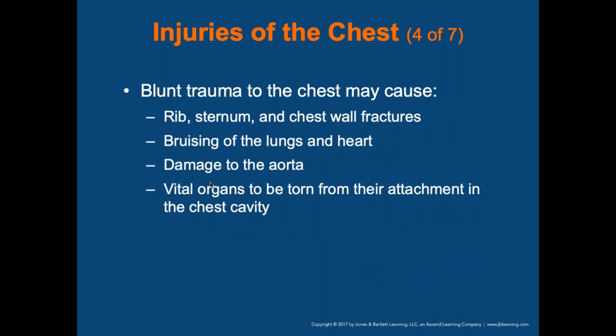So blunt trauma to the chest may cause rib, sternum, and chest wall fractures. Bruising of the lungs and heart, or pulmonary contusions we were talking about. Damage to the aorta as well. Remember that the aorta is the same size of a quarter in diameter, which is a lot of blood flow. Vital organs may be torn from their attachments in the chest wall cavity.